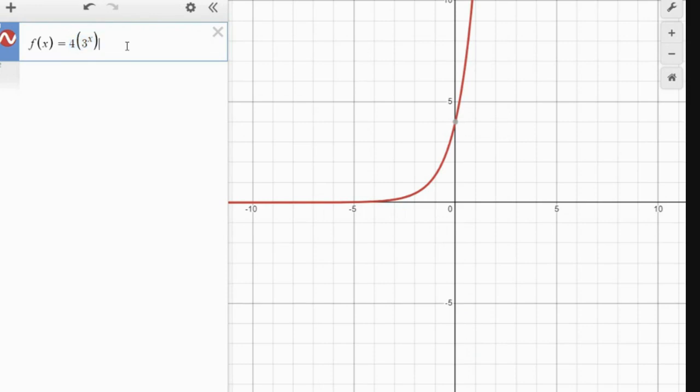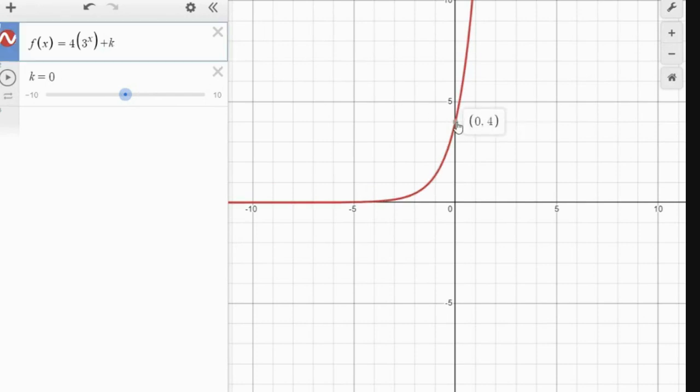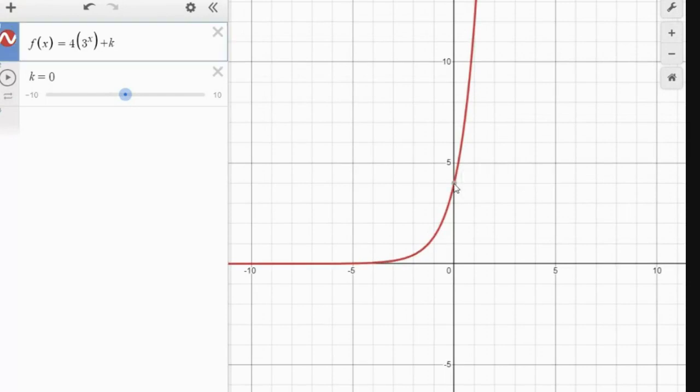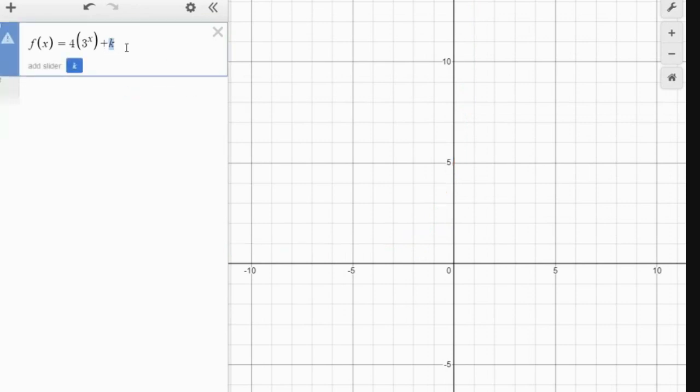Now we're talking about that plus k. If we put plus k, it asks, do we want a slider for k? Okay, if k equals 0, so it's plus 0, not much has changed. It's still exactly the same because we added 0. But what if we add 1? Make k 1. Oh, quite a bit has changed. Let's take out the slider and just put plus 1.